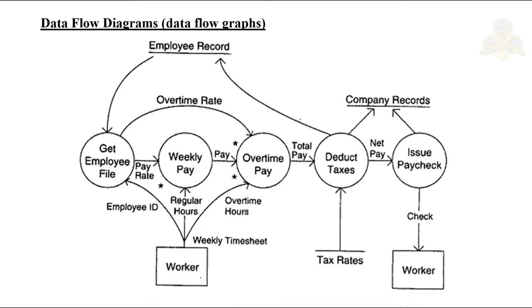So we will consider an example of a DFD for a system that pays a worker. That means we'll consider an industry. The industry has many workers, and monthly it has to pay its workers, right? So this is a DFD for that system.